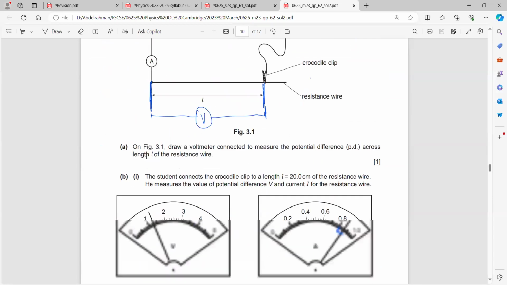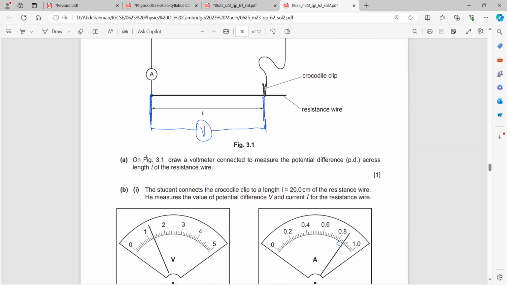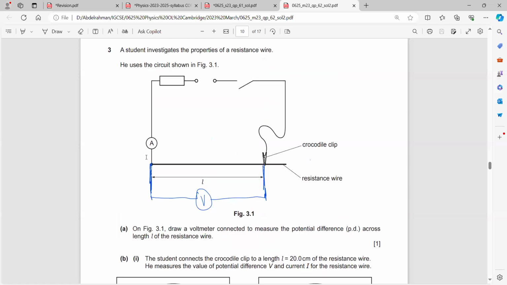Again, we have a circuit with a crocodile clip. One of the problems, one of the difficulties that may appear while using the crocodile clip was that they didn't actually measure the distance very accurately. When he placed the crocodile clip on one end, he didn't measure the distance very accurately. So this is one of the difficulties that you may face if you have a crocodile clip.